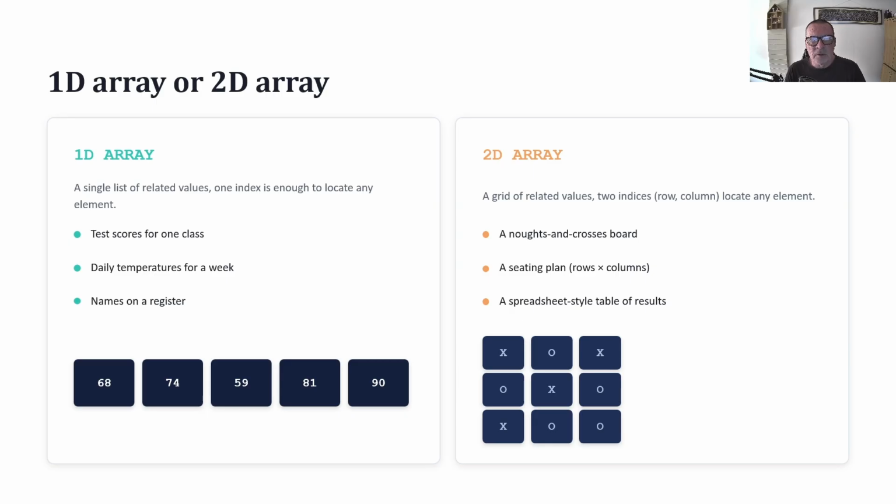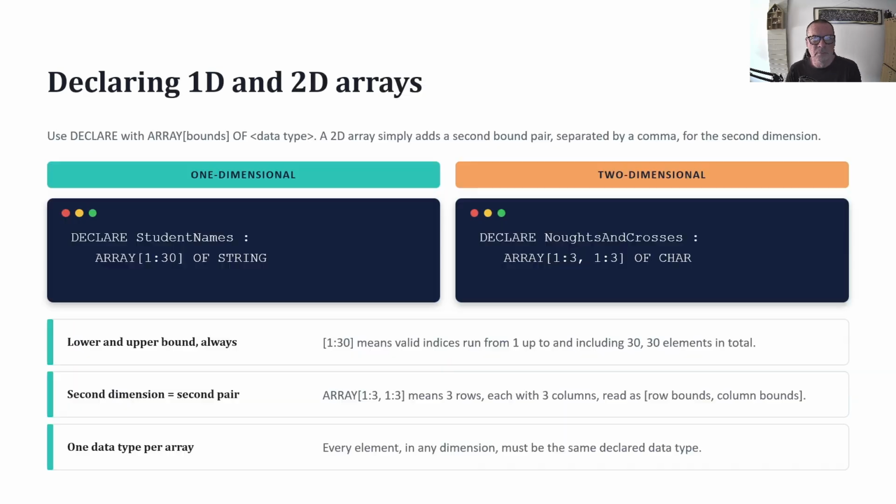In a two-dimensional array, it looks like a grid. You have two indices, row and column effectively, and you need both of those to locate any particular element. That might be good for anything like a game board, a noughts and crosses board, seating plans, or a spreadsheet style table of results. So you need to be able to choose whether you need a 1D or 2D array, but it's usually quite obvious based on the question.